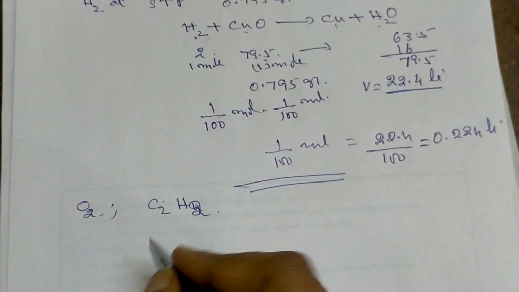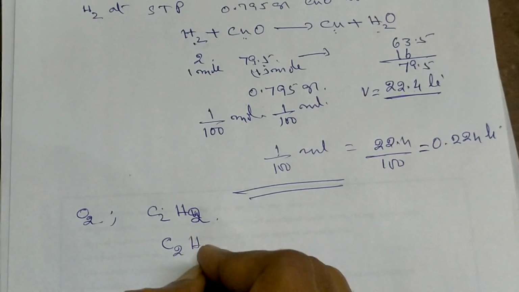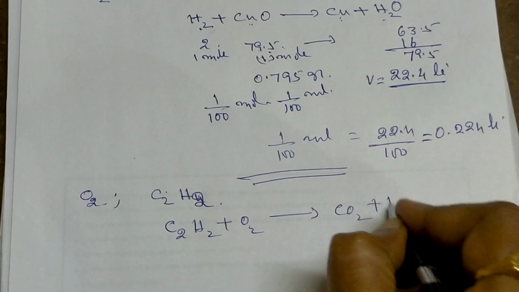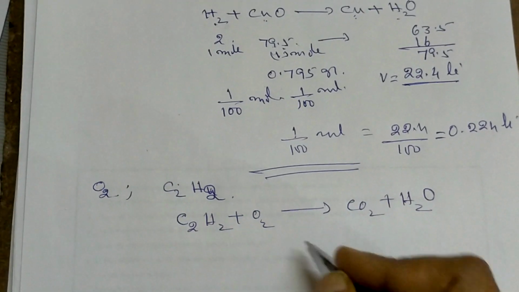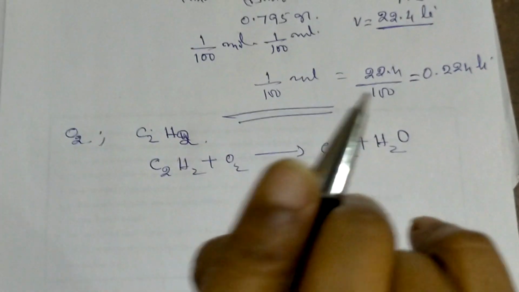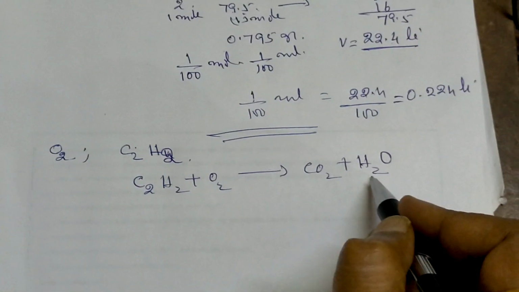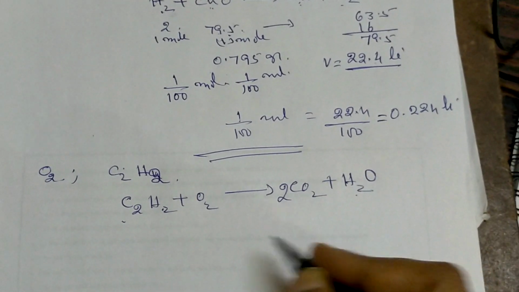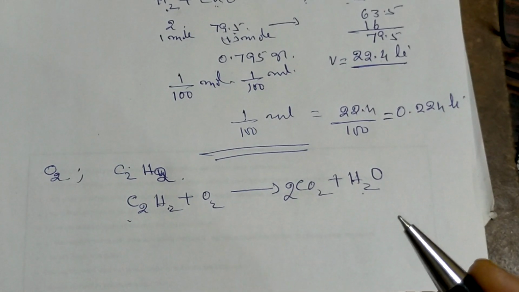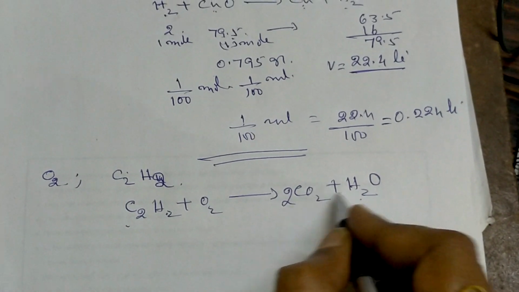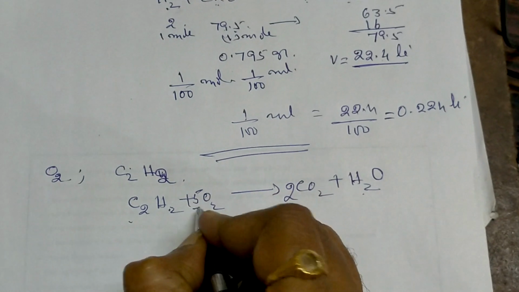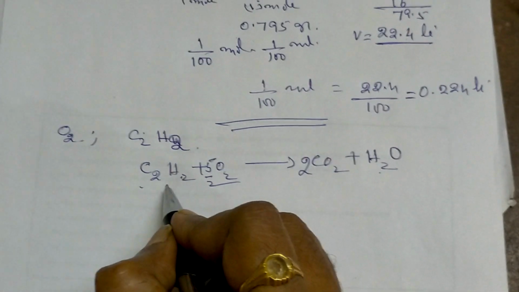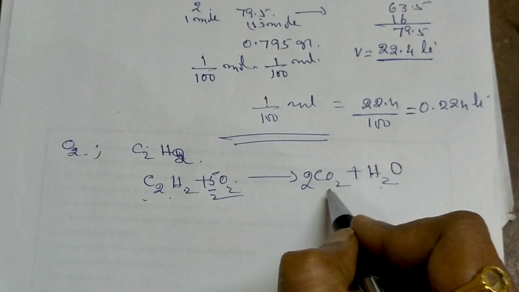Acetylene is C2H2. So C2H2 reacts with oxygen, giving CO2 and H2O. Any hydrocarbon, carbon and hydrogen, when reacting with oxygen gives only carbon dioxide and water. So is it balanced? Here it is 2 CO2, H2O, and oxygen is 5 by 2. Simple. Or otherwise we can multiply by 2 also. So 1 mole of acetylene with 2.5 moles of oxygen gives 2 CO2 and H2O.